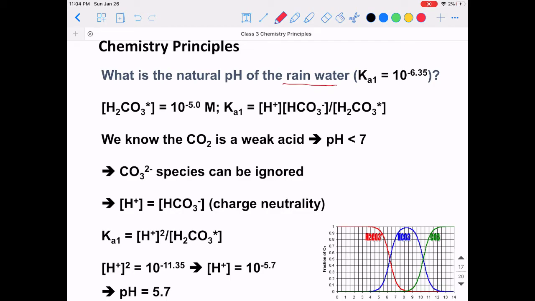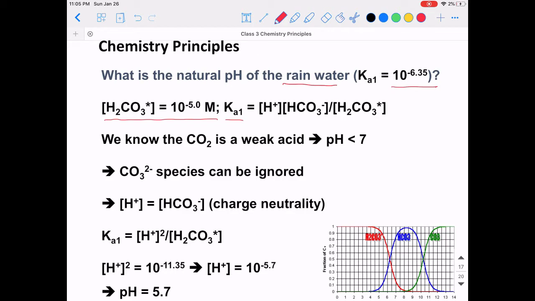So since we already have the concentration of the carbonic acid, right? And then further we know that the equilibrium constant for the first reaction, Ka1, is equal to 10 to the negative 6.35. And the equilibrium constant can be calculated as the concentration of the proton multiplied by the concentration of the bicarbonate ion, divided by the concentration of the carbonic acid.